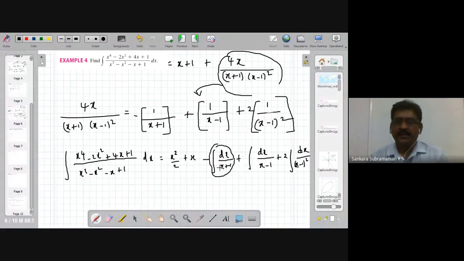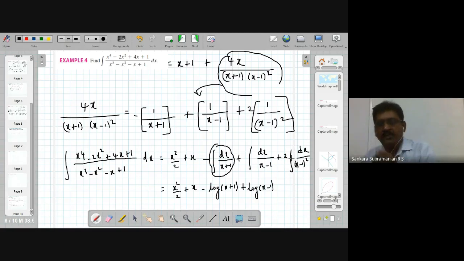You see the denominator term, which is x plus 1. If you differentiate this x plus 1 with respect to x, you get dx, which appears in the numerator. Therefore, this is log of the denominator. So this is equal to x squared by 2 plus x minus log of x plus 1. Similarly, if you differentiate the denominator, you get dx again. So this is plus log of x minus 1.